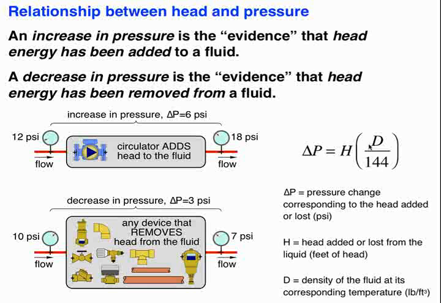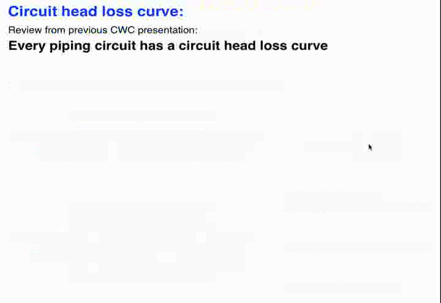Now, again, a review from what we talked about back in December. We talked about piping circuits and something called a circuit head loss curve. And I made a statement that every piping circuit has a circuit head loss curve. It's just a matter of determining what that curve is. We can think of that curve as almost a fingerprint for that piping system.